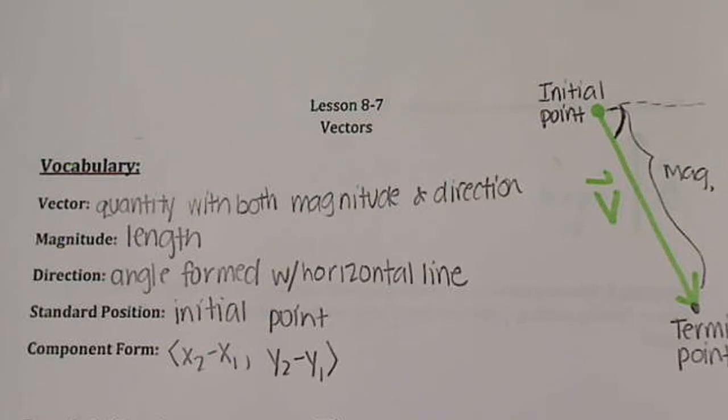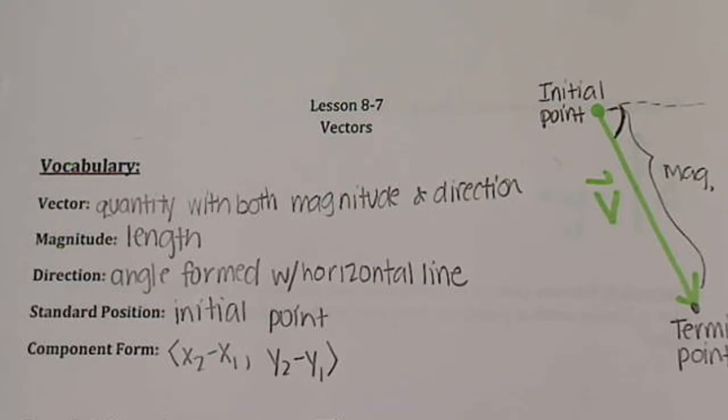Lesson 8-7 is about vectors. This is an interesting subject in that you will use this a lot more next year. Kind of a cool thing. They're not just arrows. They're just sort of different than anything else we've talked about.